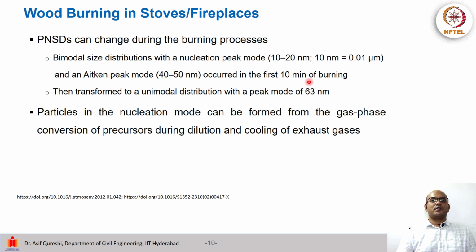But when we wait for a longer time, the two peaks then transform to a single peak. So the bimodal distribution transformed to a unimodal distribution with a peak at around 63 nanometers, so a bit higher than this. So this is 0.06 micrometers. So instead of two peaks, after some time only one peak was observed, and this could be because we could have particles in the nucleation mode that can be formed from the gas phase conversions of precursors during dilution and the cooling of the exhaust gas.